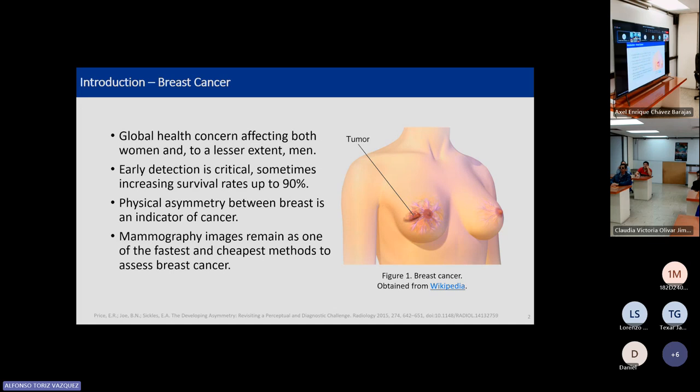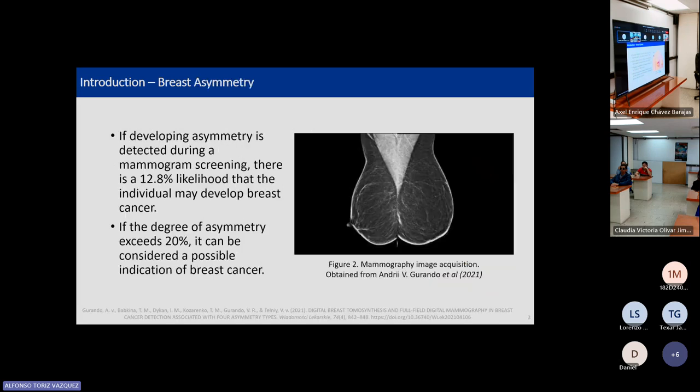Physical asymmetry between breasts can be a subtle indicator of breast cancer. Recognizing this asymmetry is crucial, as it can be an early sign of an underlying issue that requires prompt attention. Our research addresses this aspect of breast health, offering innovative ways to detect and analyze breast morphology. When undergoing a mammogram screening, the detection of developing asymmetry is a key concern.